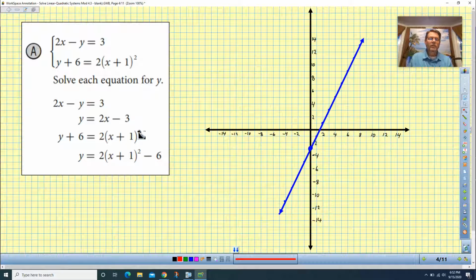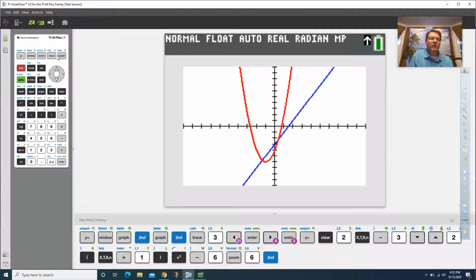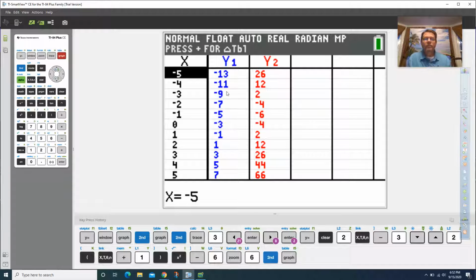But what points am I going to do for this graph? Well, I can tell you right now that the vertex is going to be left 1, down 6, right there. That we can tell for sure because it's in vertex form. And then we're going to have it stretched by 2. So I'm going to let my calculator help me out with that a little bit. I can do some of those without that, but we're just going to use the tool that we have. So second table here. And so we got -5, 13.